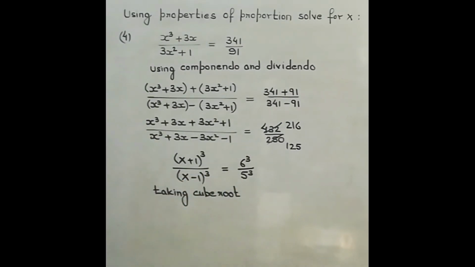Now if I take the cube root, then these cube signs will cancel out. And what will be the result? x plus 1 upon x minus 1 is equal to 6 upon 5. I will get this result now. So this is clear. Now I will simply cross multiply and solve it.